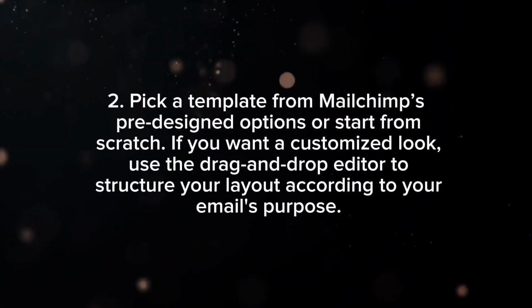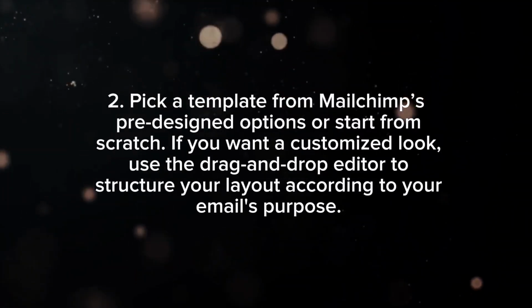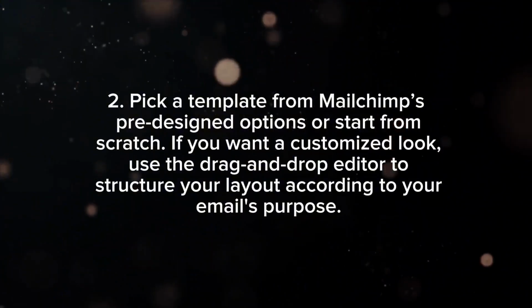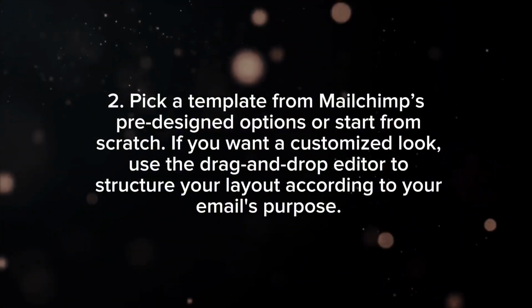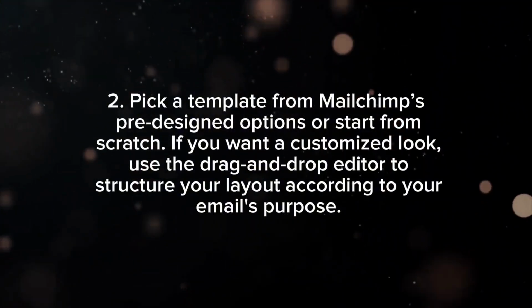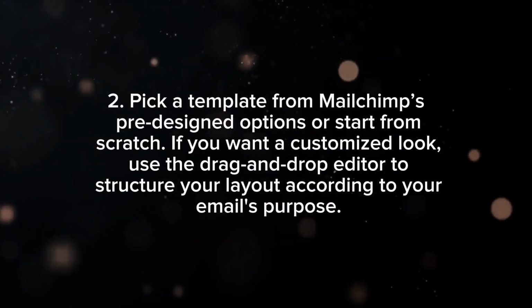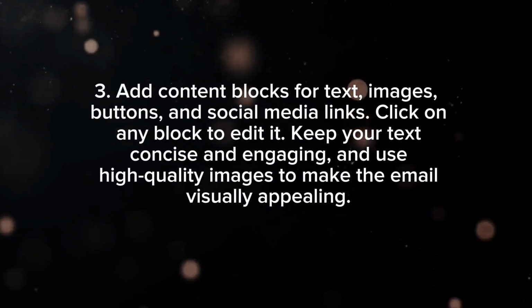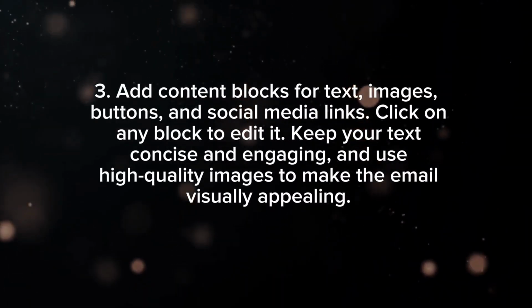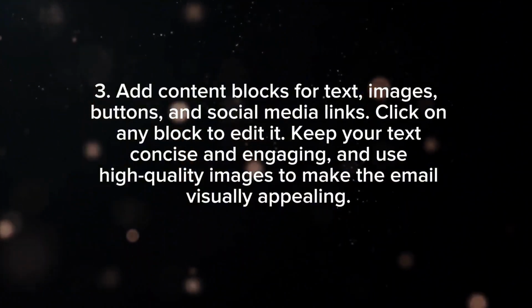2. Pick a template from Mailchimp's pre-designed options, or start from scratch. If you want a customized look, use the drag and drop editor to structure your layout according to your email's purpose. 3. Add content blocks for text, images, buttons, and social media links.